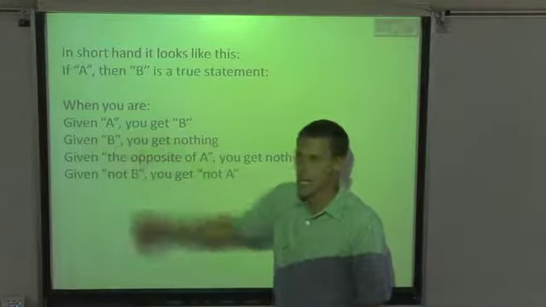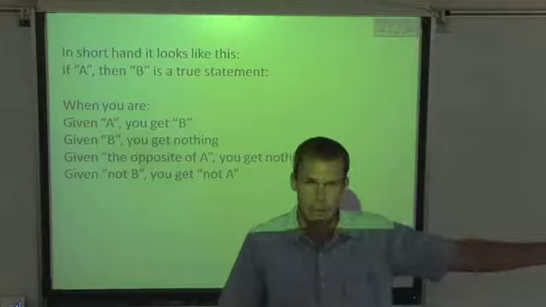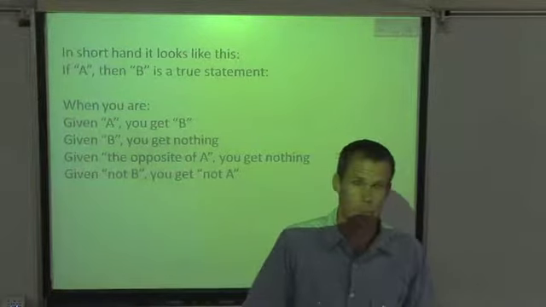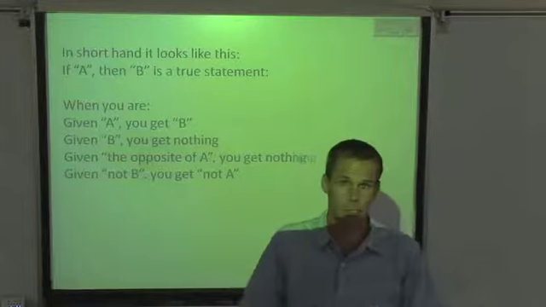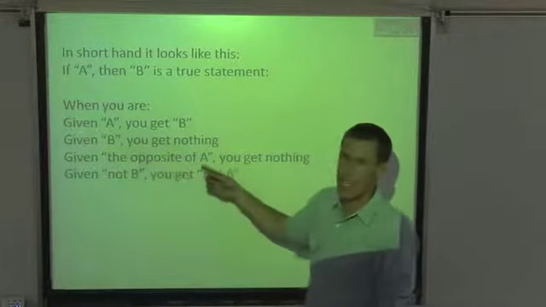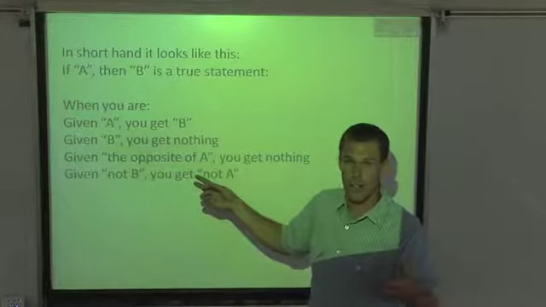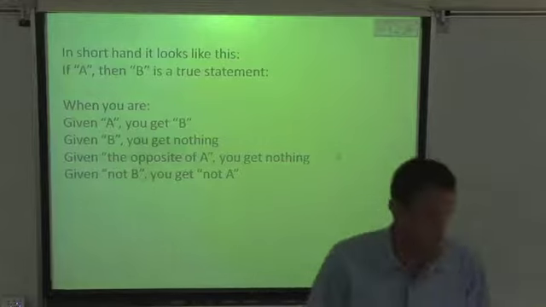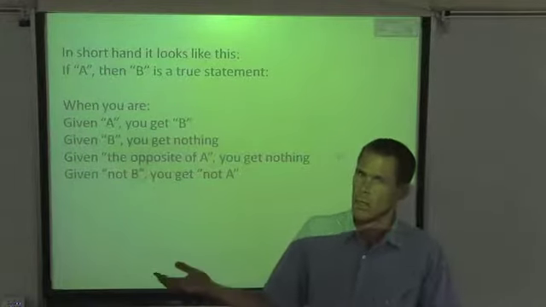But if you're given B, it's less than 32 degrees, we get nothing. Is it snowing? I don't know. It could just be a sunny day, less than 32 degrees. If you're given the opposite of A, now this becomes the inverse. Well, the opposite of A, we look outside, it's not snowing. We have no conclusion.